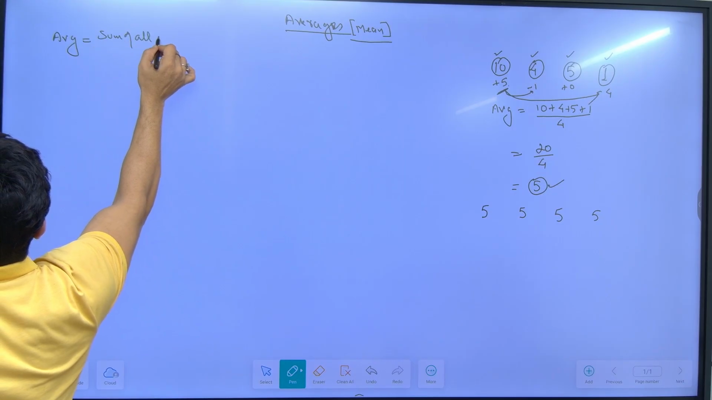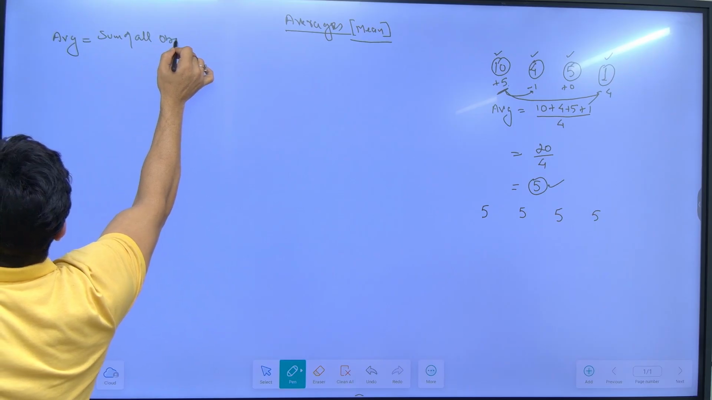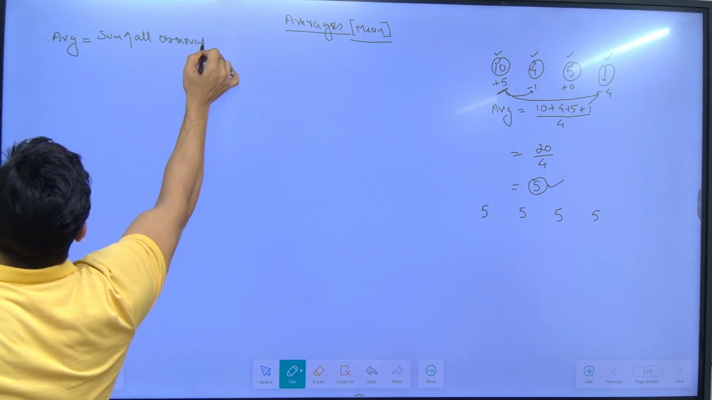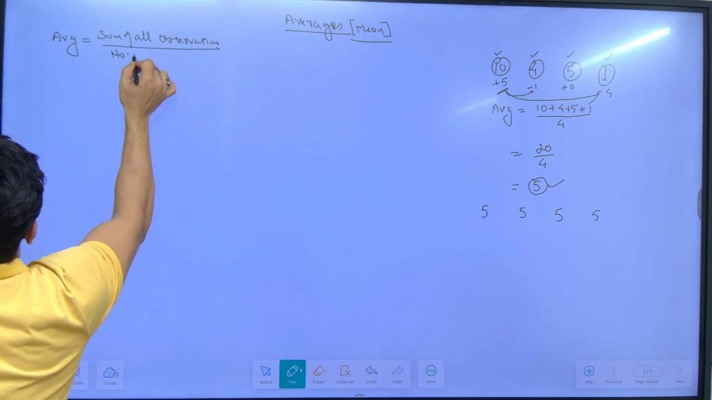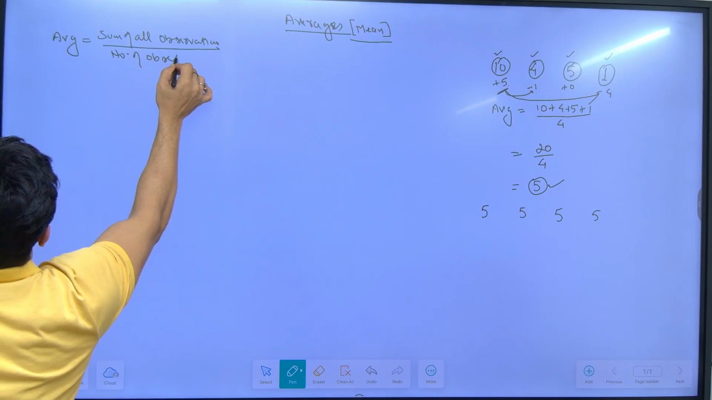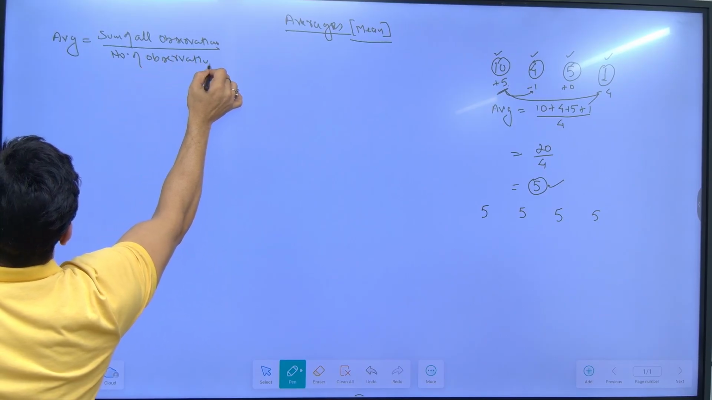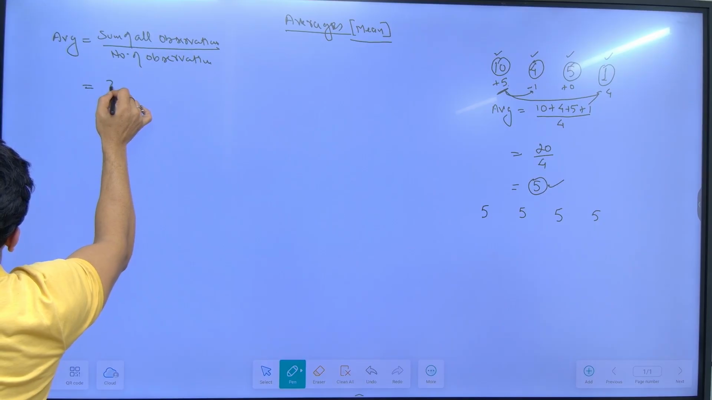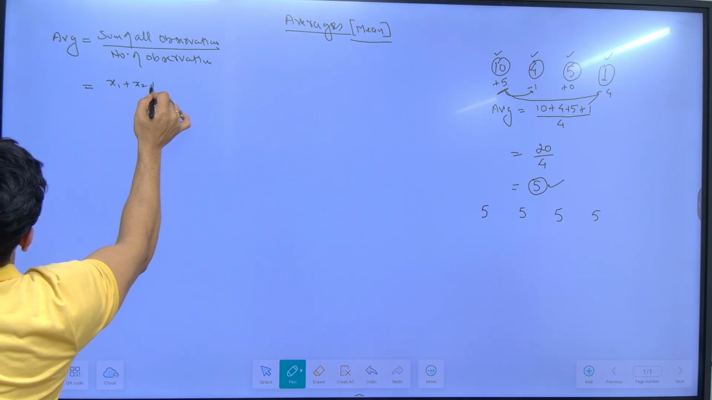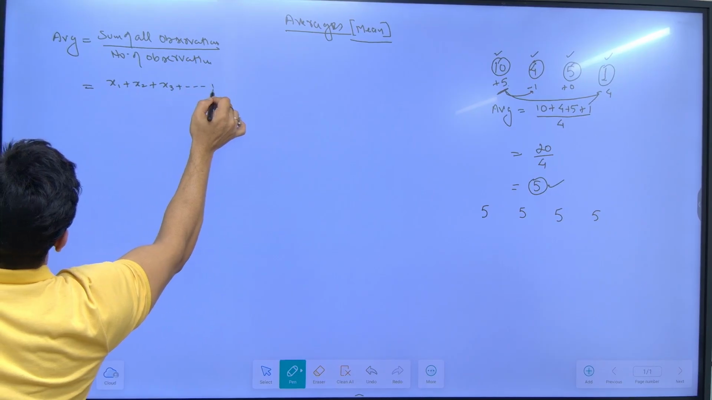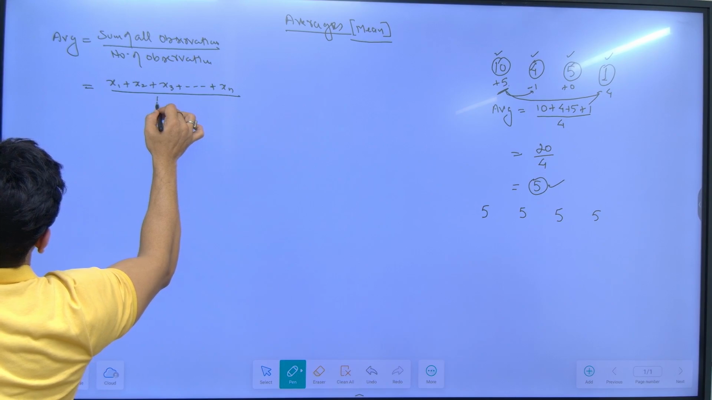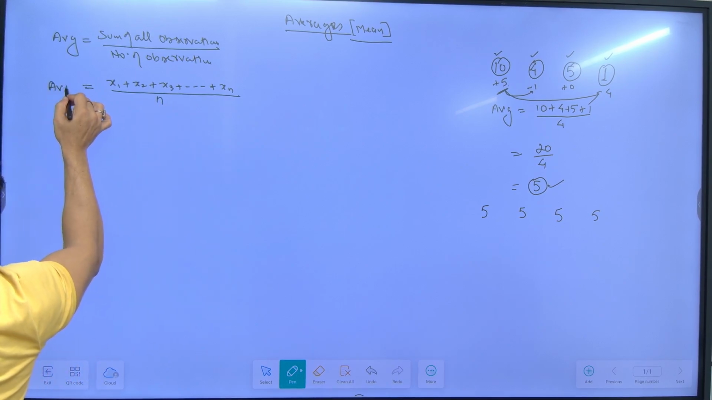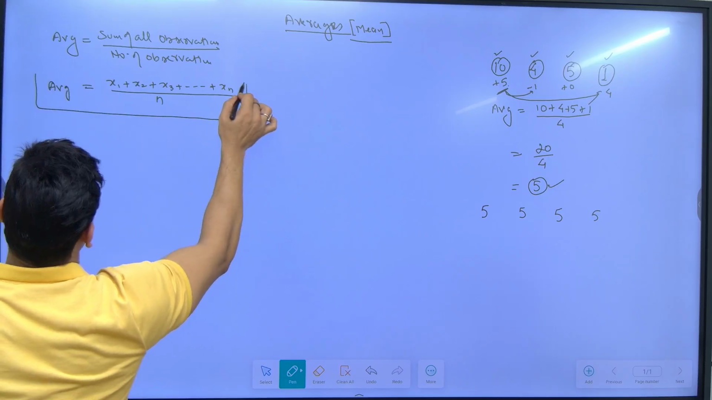sum of all observations divided by number of observations. Simply means x1 plus x2 plus x3 plus ... xn, let's say n observations are there, divided by n. This gives you an average.